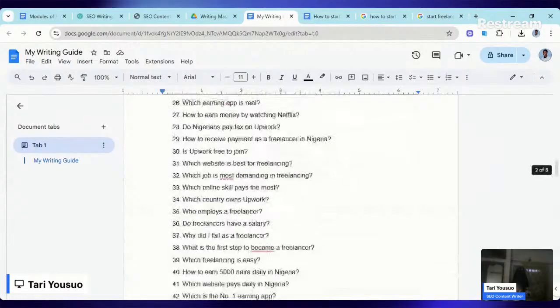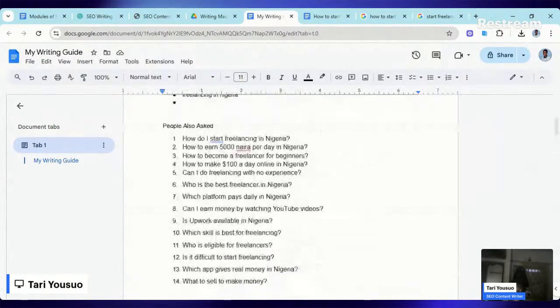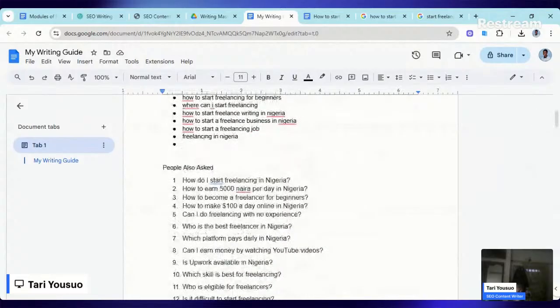And then, how to become a freelancer for beginners. Basically, they're still asking how to start. How to make $100 a day online in Nigeria. Now that is not necessarily freelancing anymore. This person is more interested in how to make money online, whether it's by freelancing or by any other means. It isn't really a question we can bank on.